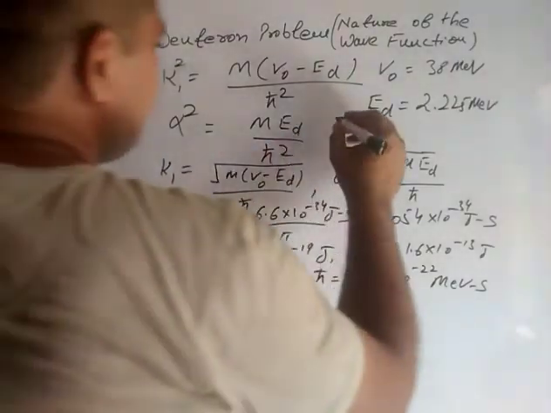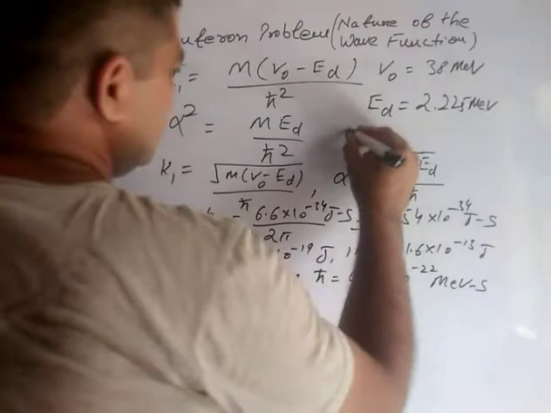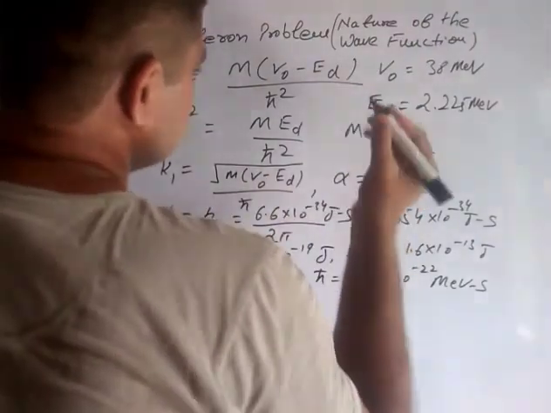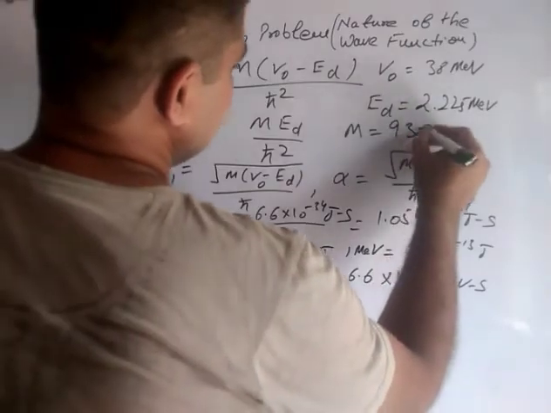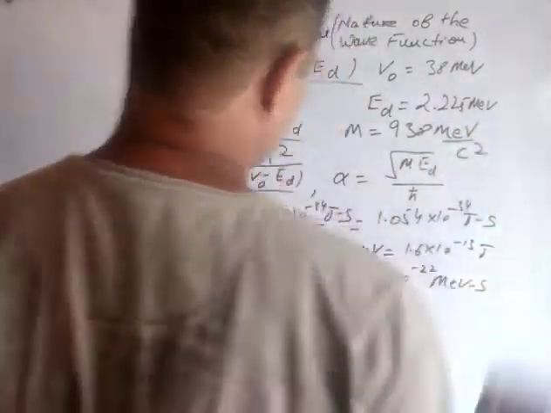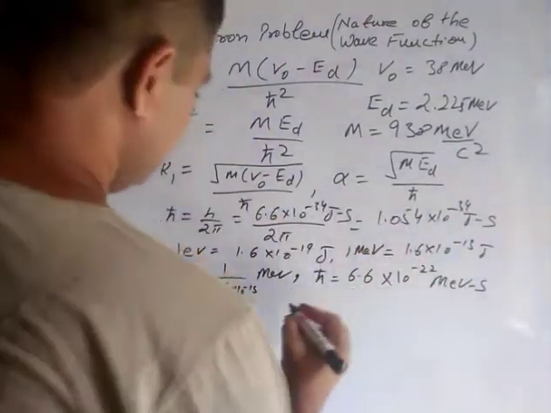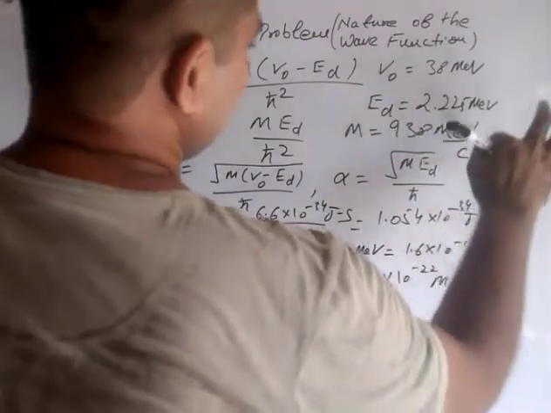Okay, so this M can be taken as the mass of a proton or neutron. We know that in mega electron volts, if I consider the mass of a proton or neutron, this M is approximately 938 mega electron volt by c square. Because we know that E is equal to mc square, when we convert mass into energy, we get mega electron volt by c square.